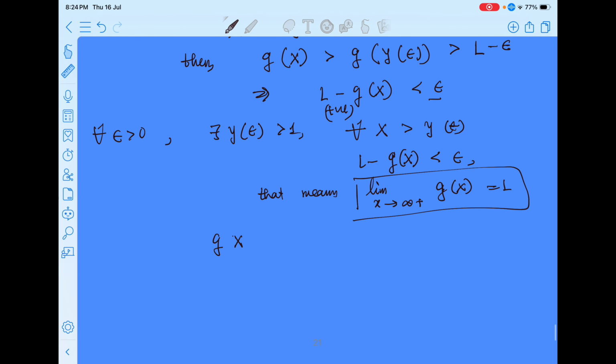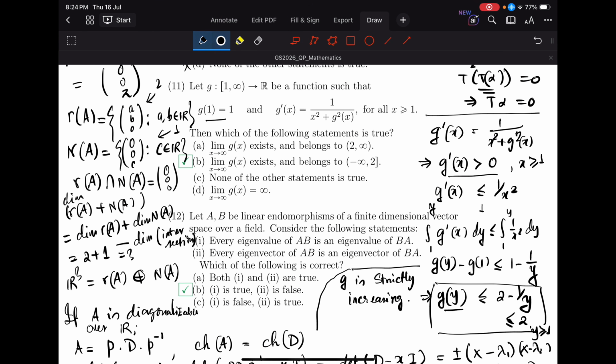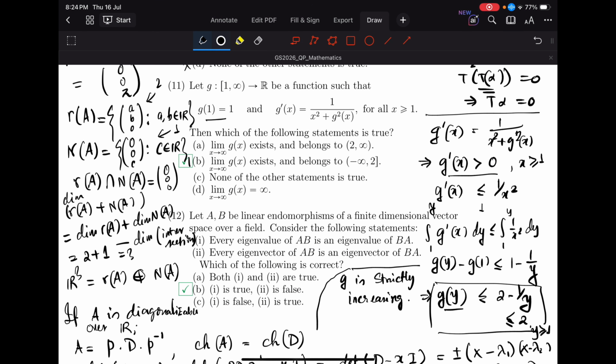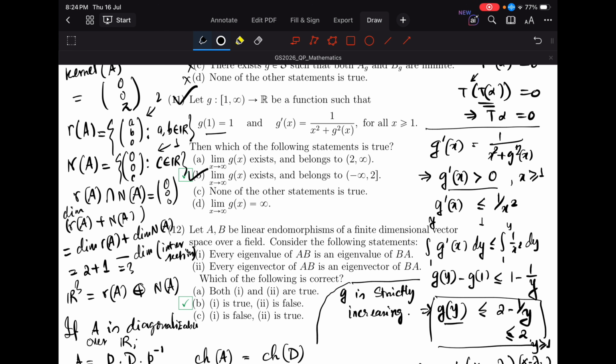But we showed before that g(x) has to be less than or equal to 2. So that implies the limit L has to be less than or equal to 2. So the limit exists and belongs to minus infinity comma 2. This is the right option, B is the right option.